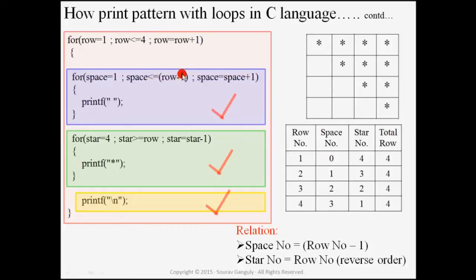Space less than equal to row minus 1. This row minus 1 is actually this. So you have to calculate this relation. It will be a very important thing. This is row number minus 1. And this is space is equal to space plus 1. We increase the value by 1.